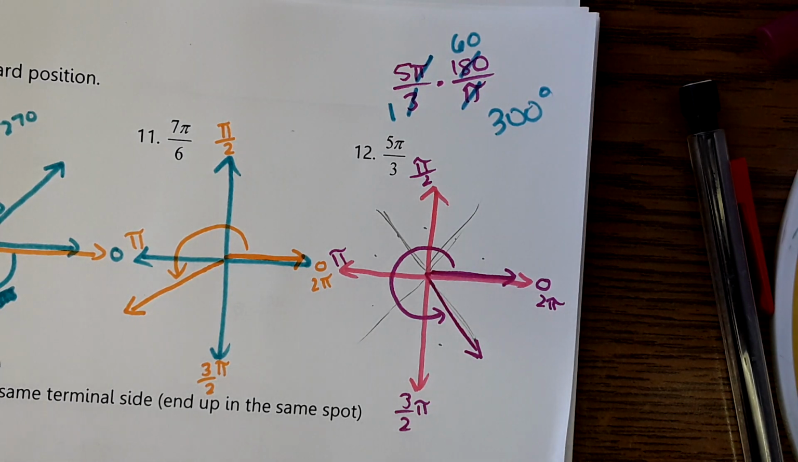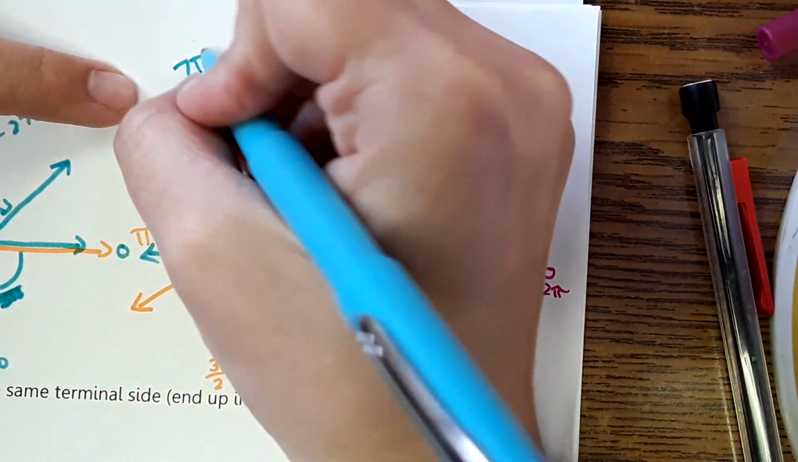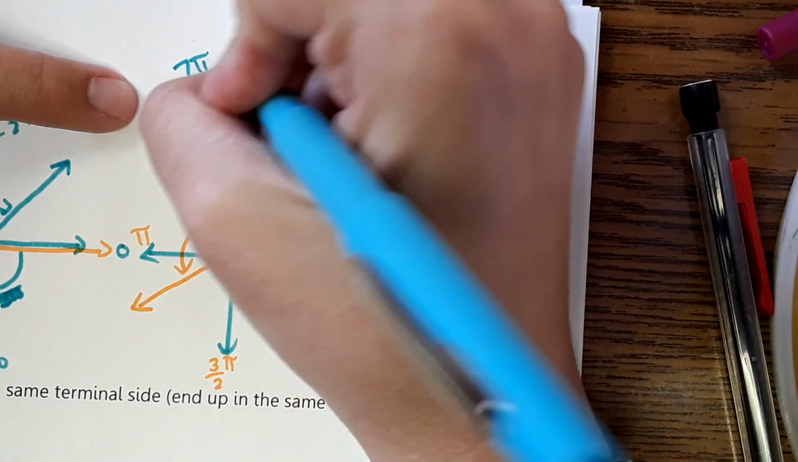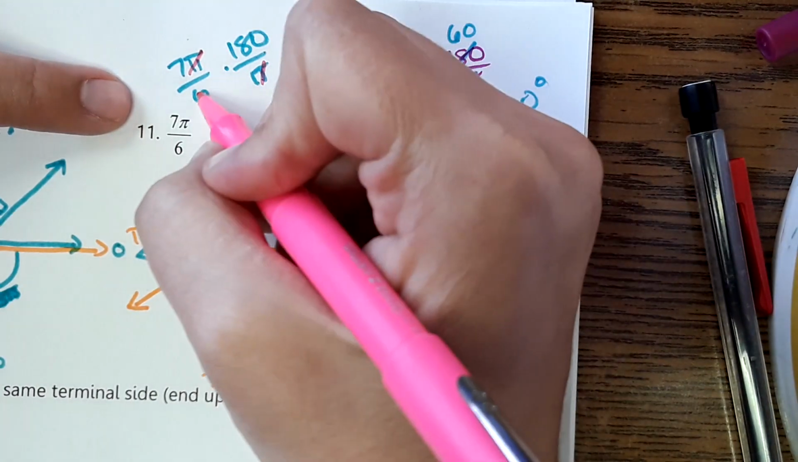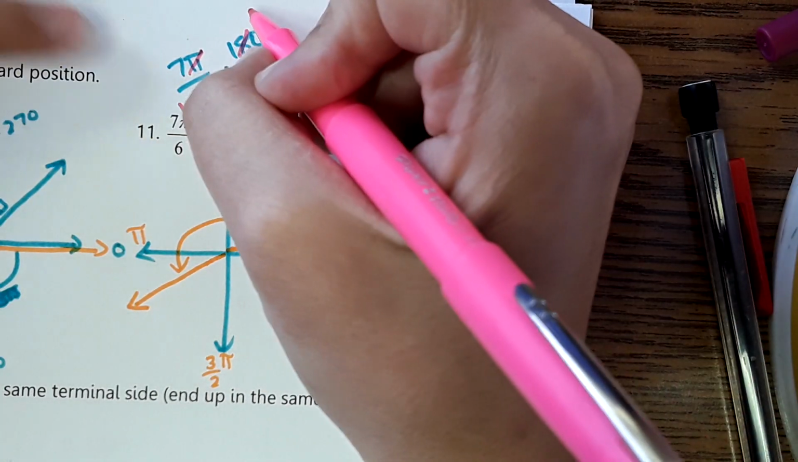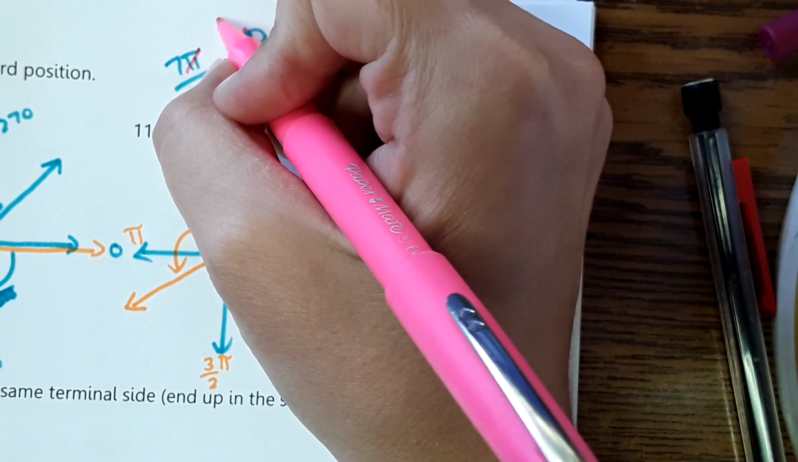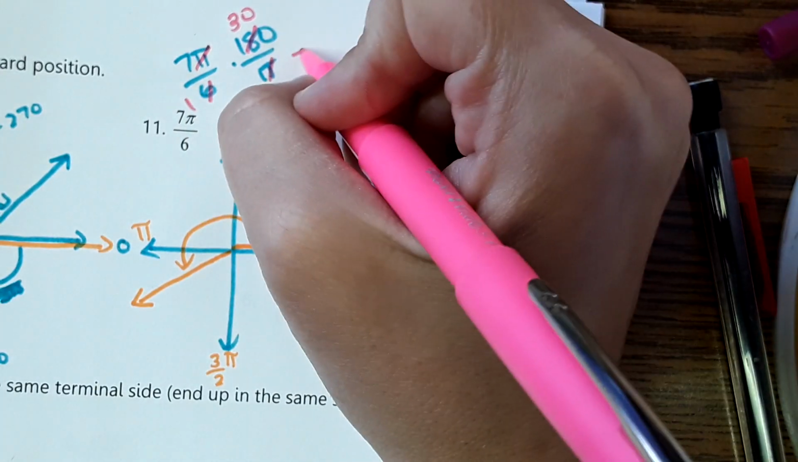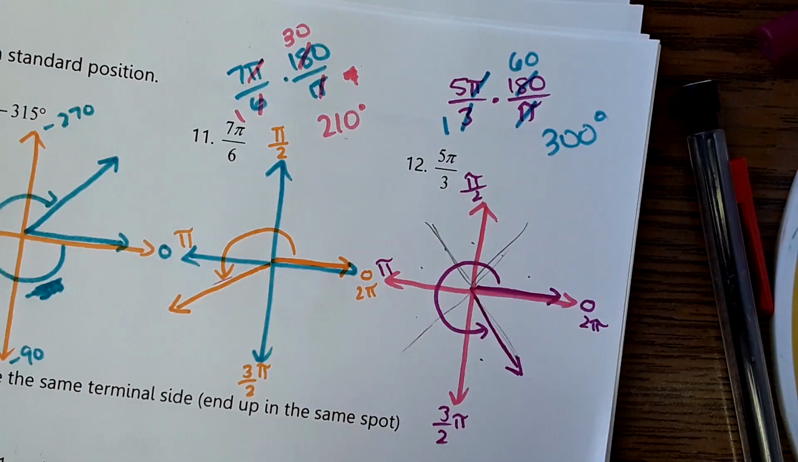Okay, so worst comes to worst, if this isn't making sense to you in your brain right now, that's cool. Just turn it all into degrees, and you can work it that way. So 180 over pi, cancel out your pi's, divide by 6, you get 1, divide by 6 would be 30, I think. Yeah. 7 times 30, 210 degrees. And then this would be at 210.